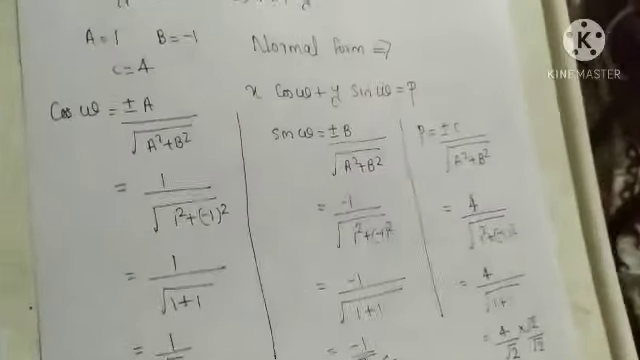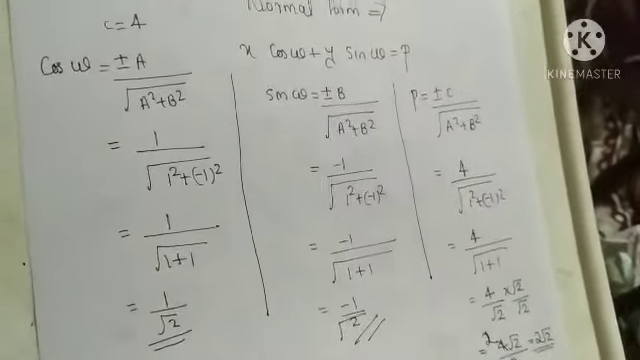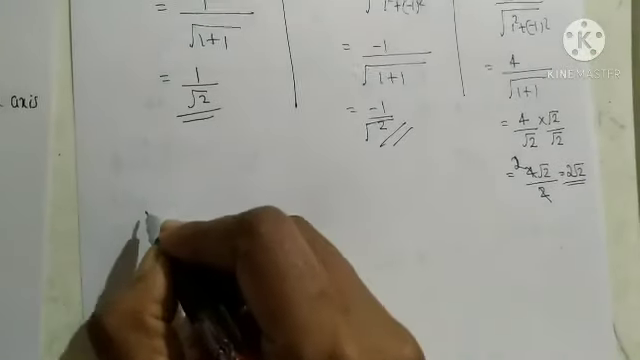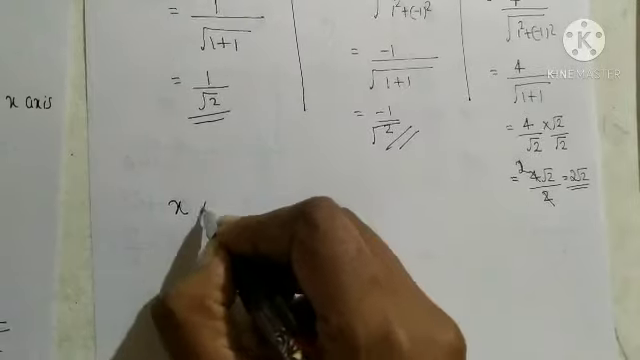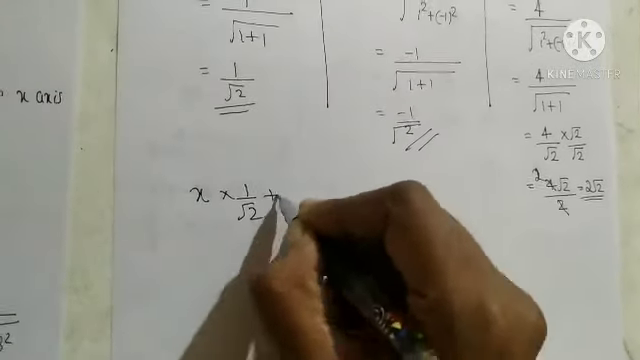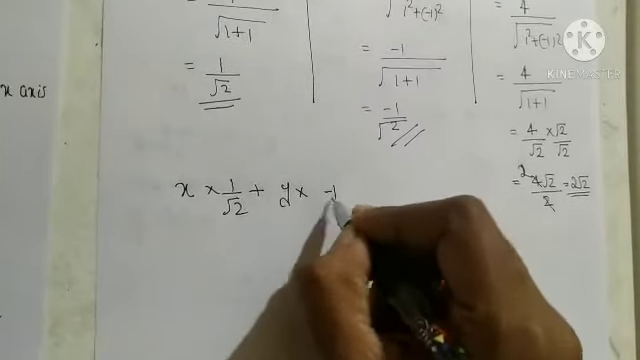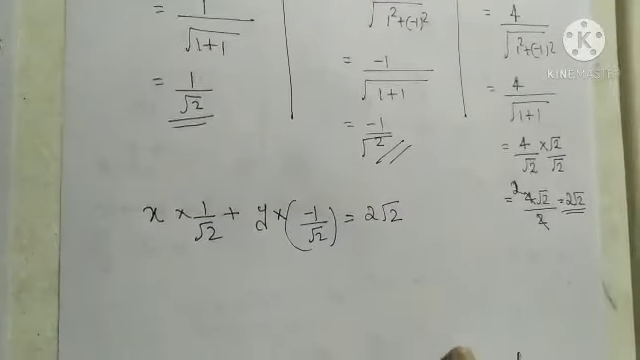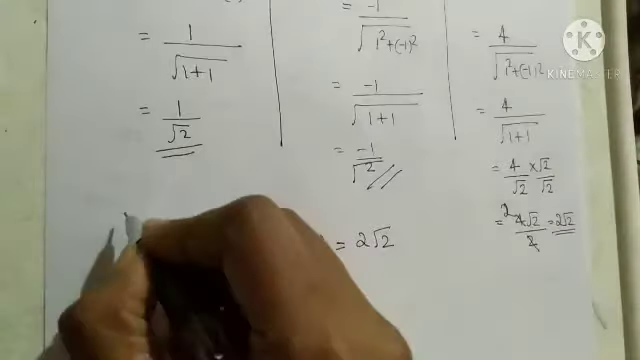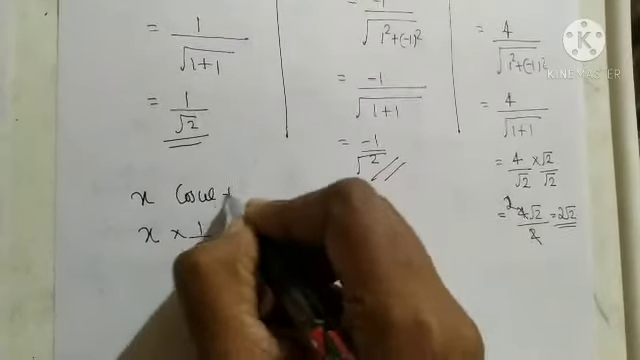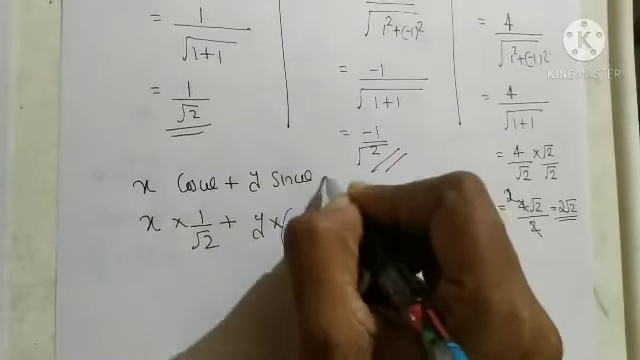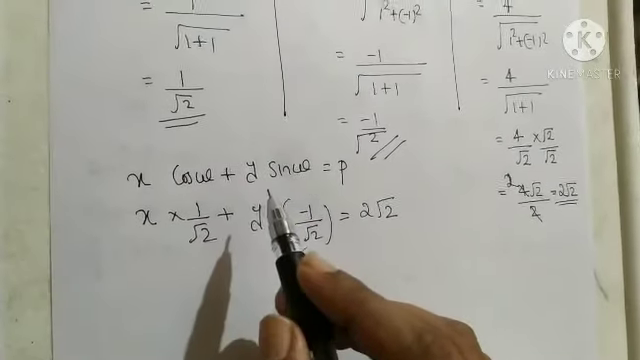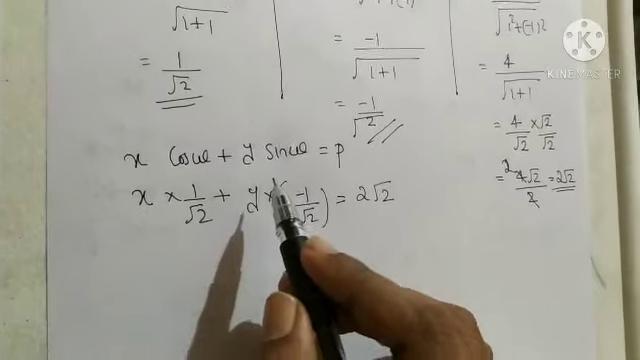Okay. So next I am going to substitute all the values of cos omega and sin omega in the normal form. That is, we get x into the cos omega value 1 by root 2, plus y into the sin omega value minus 1 by root 2, equal to p. The value of p is 2 root 2. Okay. So the normal form is x cos omega plus y sin omega equal to p. Next we need to find the value of omega. Omega is the angle between the perpendicular and the positive x-axis.